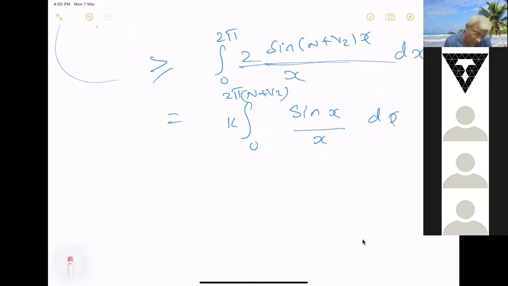Now I have sine. I put a modulus here. I forgot to put modulus.